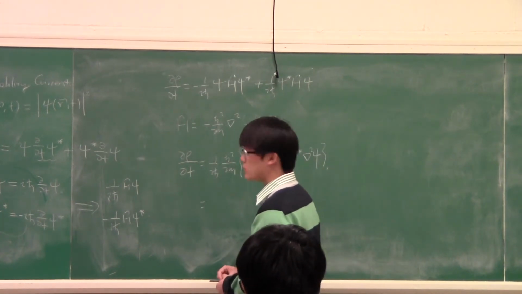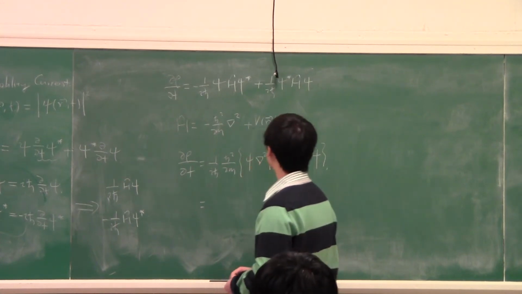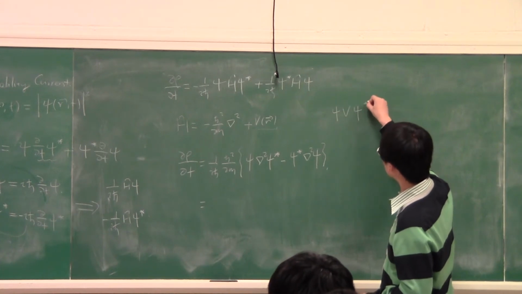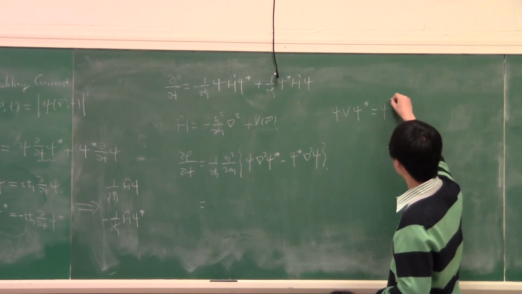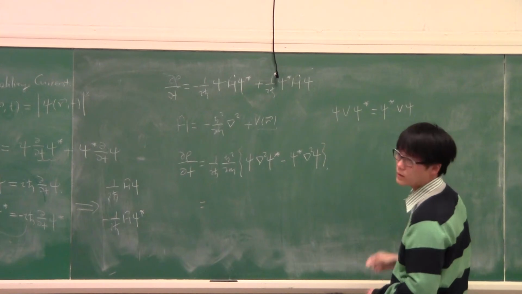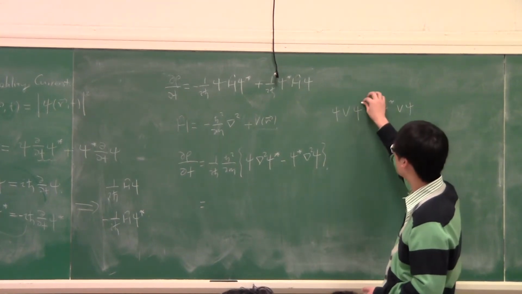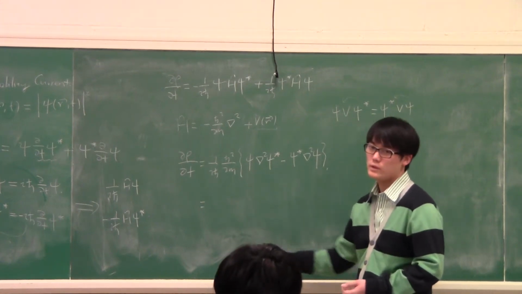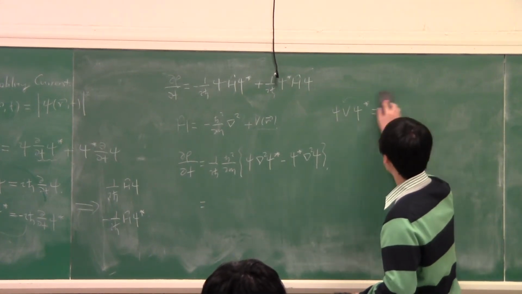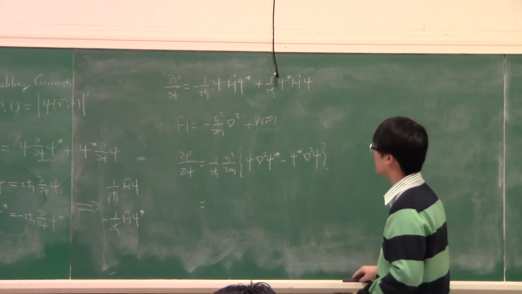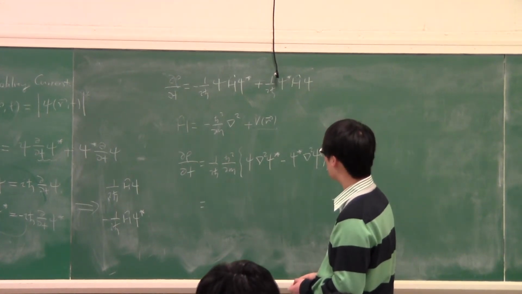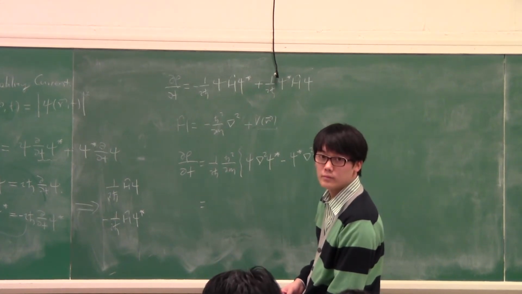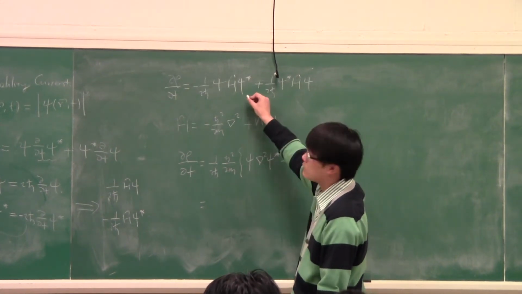Did you explain why the V disappeared? The V disappeared because phi V phi conjugate is equal to phi conjugate V phi, because I can move them across. This V is just a function. It's a simple multiplication, not an operator. Or, I mean, it is an operator, but it's just a commutative operator. But the wave function is not an operator.